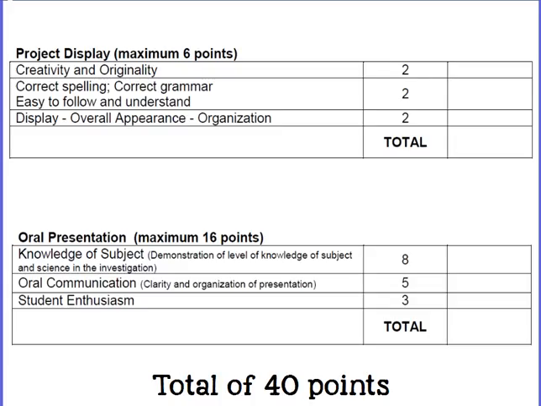And we're not talking about jumping up and down kind of enthusiasm. We're just talking about showing interest in the project, showing that they were involved in the project enough to be able to speak to it with clarity and understanding and can answer questions about it. And that's a total of 40 points. So how are we going to calculate their final grade from that?